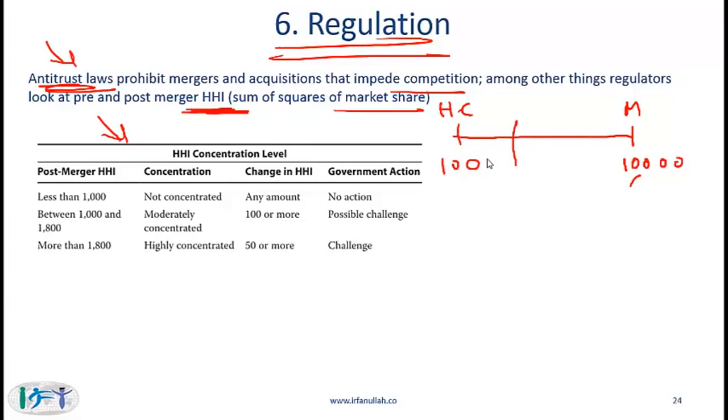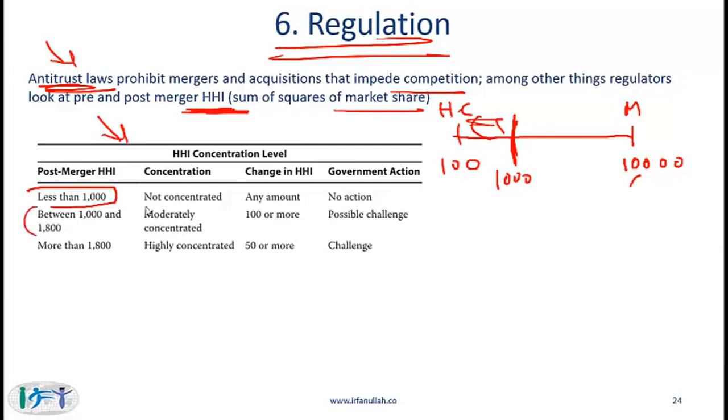then the regulator will not worry too much about mergers and acquisitions in that industry. So what does relatively low mean? You just need to remember the fact that anything less than 1,000 is considered relatively low. So any merger and acquisition activity in an industry where HHI is less than 1,000 does not even get on the regulator's radar.